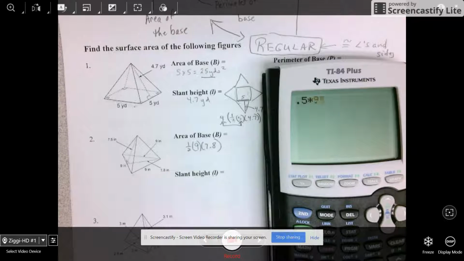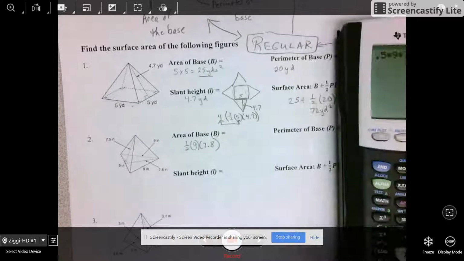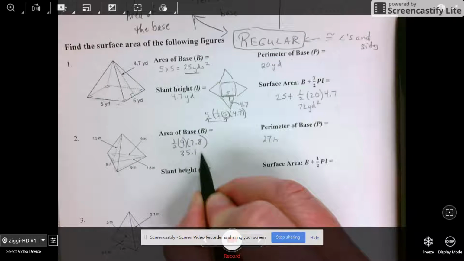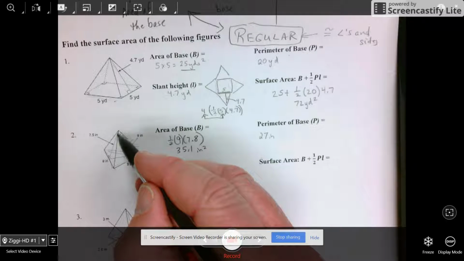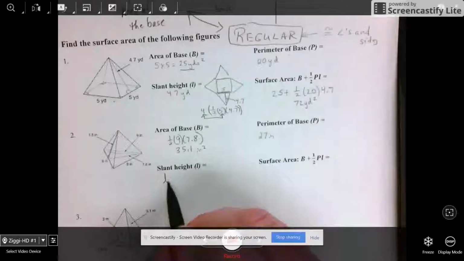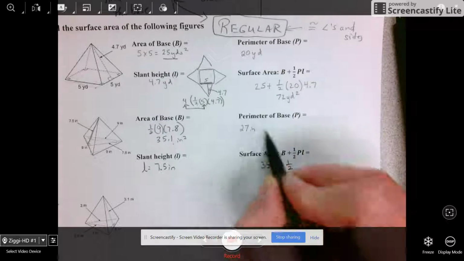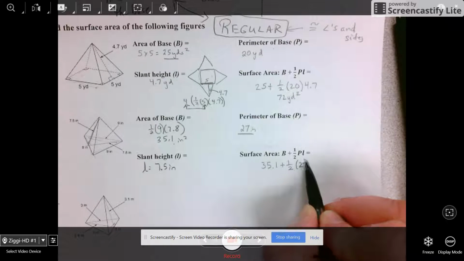35.1. And then the perimeter of the base, it's equilateral, so I have 3 times 9. It's 27. The slant height, it gives me right there, is 7.5. And the more you label on here, the less confused you're going to get when you put all these formulas together. So then my surface area is my base, 35.1, plus 1/2 the perimeter times the slant height. It's really just a lot of plugging in, as long as you get the things plugged in right to start with.